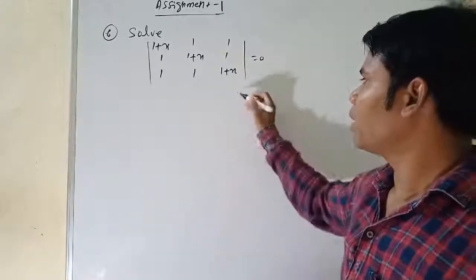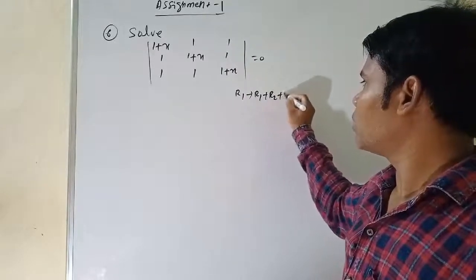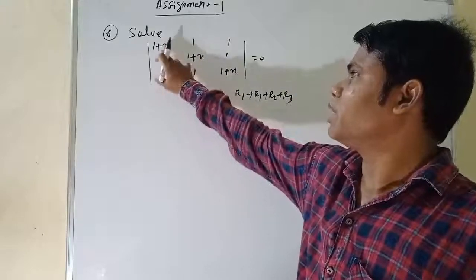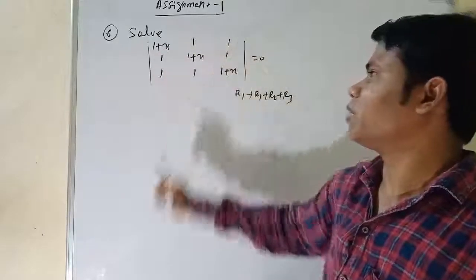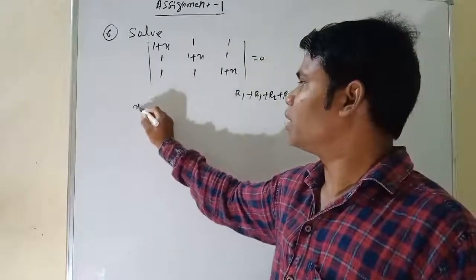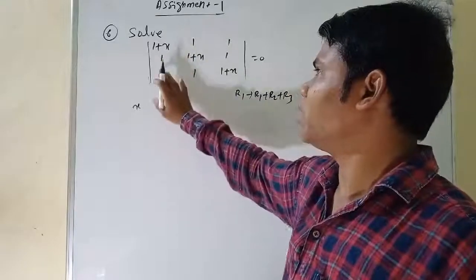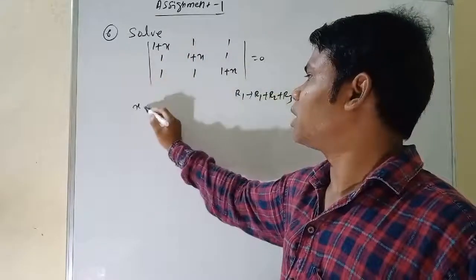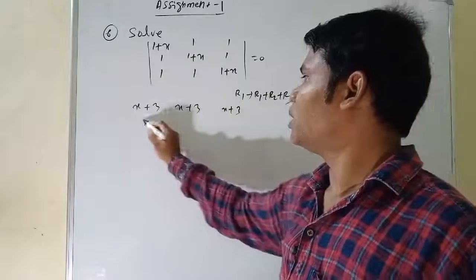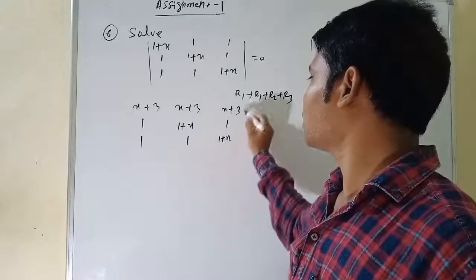You see, R1 tends to R1 plus R2 plus R3. You observe here, if you add these three, you get x plus 3, x plus 3, x plus 3. Only R1 will change. That is x plus 3, here also x plus 3, here also x plus 3. The other rows are 1, 1 plus x, 1 and 1, 1, 1 plus x.